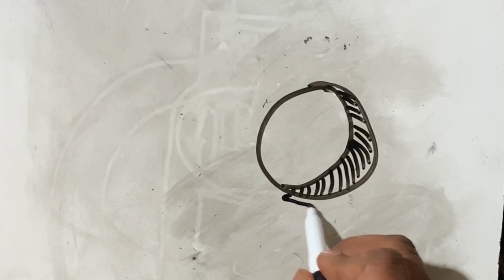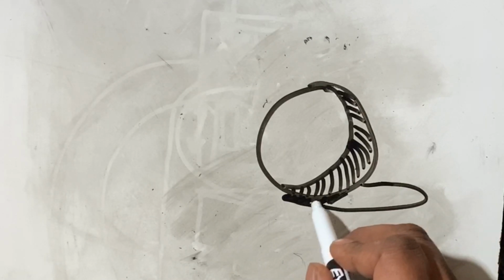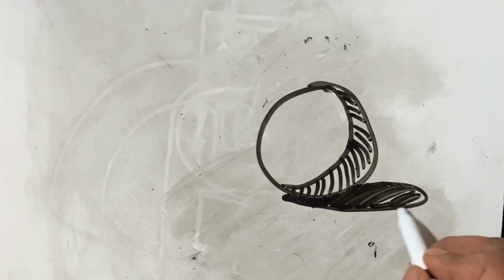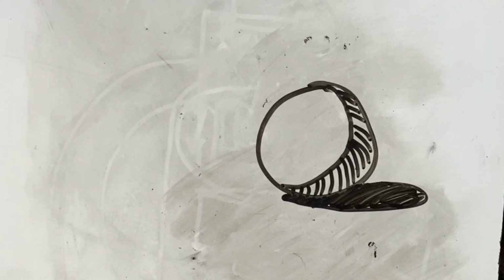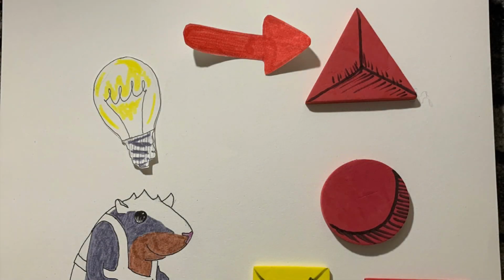Next step would be to add a shadow below your sphere. The shadow of the sphere is usually the shape of an oval. Most of us associate the sphere with a ball. Finally, we have the pyramid. The pyramid is the form of a triangle.